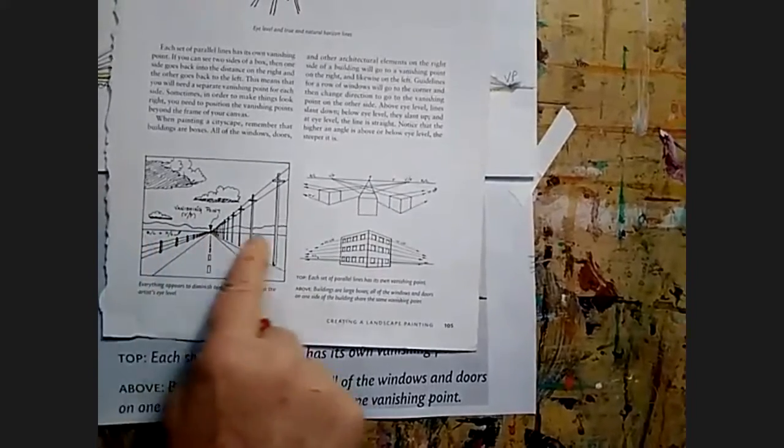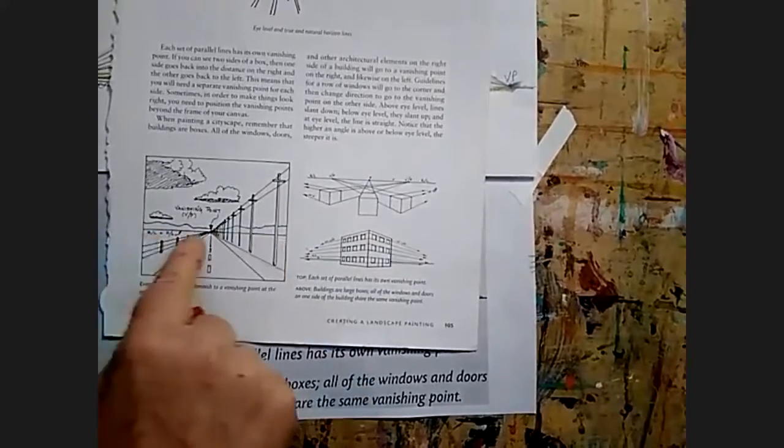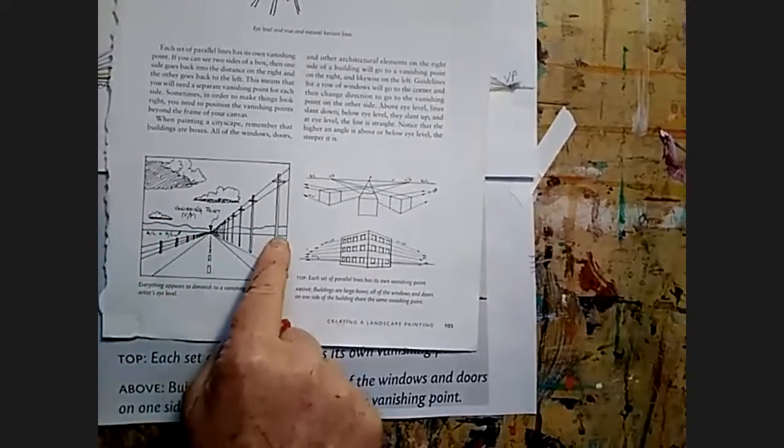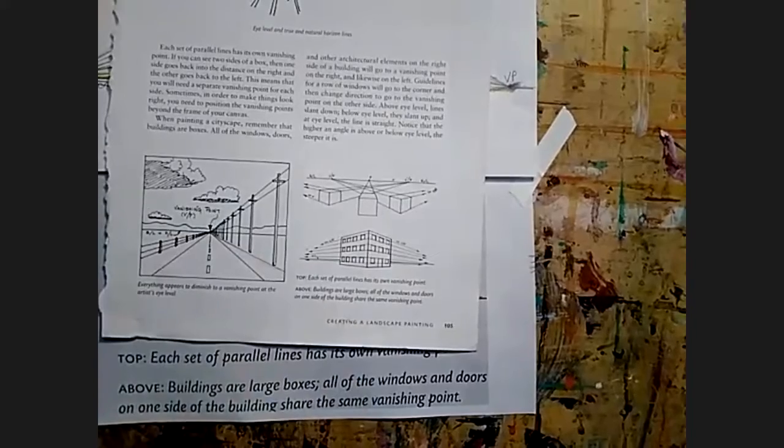Oh, I see it. So this is where the sky meets the land. And that is what we call your eye level horizon.